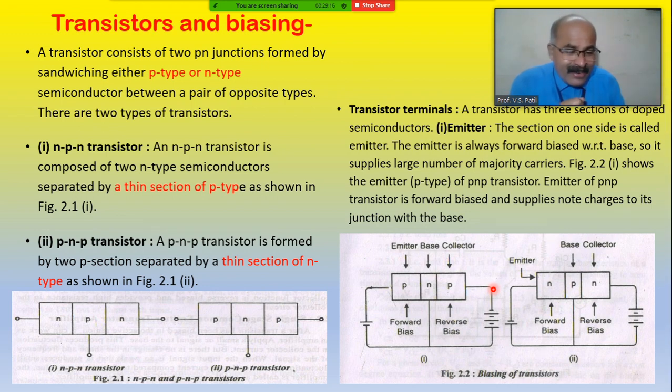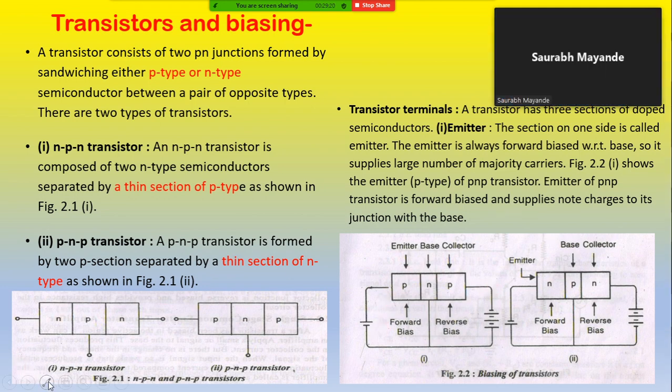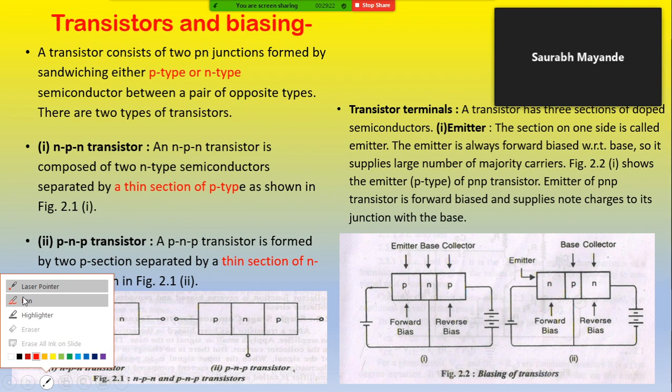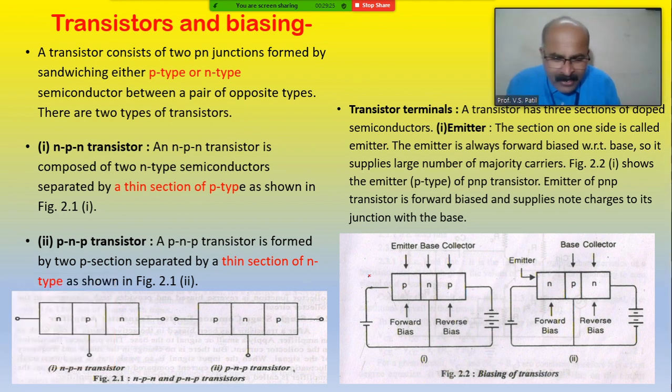Here, emitter section means this section. I can take the red pen. Here this is the emitter terminal, I am naming it emitter. This is the base terminal, and this is the collector terminal. See here, the section on one side is called an emitter.